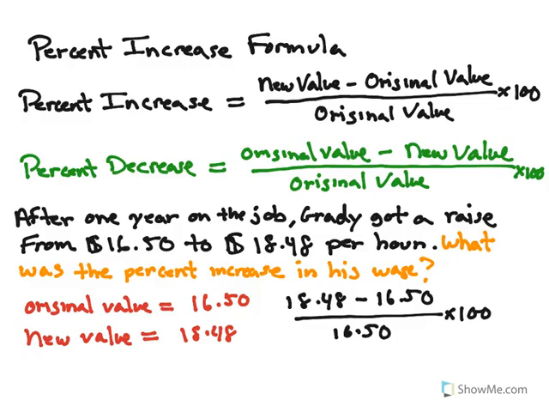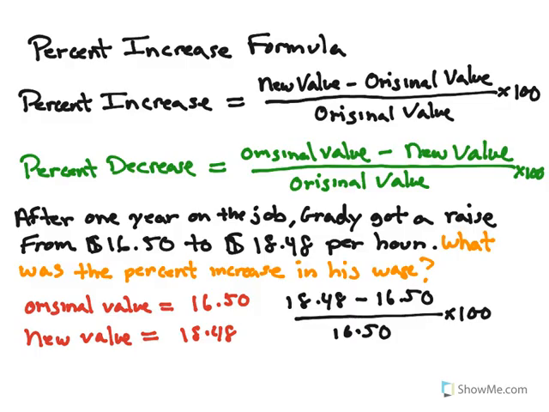So again, percent increase is new value minus the original value. Sometimes they refer to the original value as the old value. So when you see certain formulas, they may say new minus old divided by old, for the percent increase. So just keep that in mind. I always like to say new and original value, but either terminology is fine.